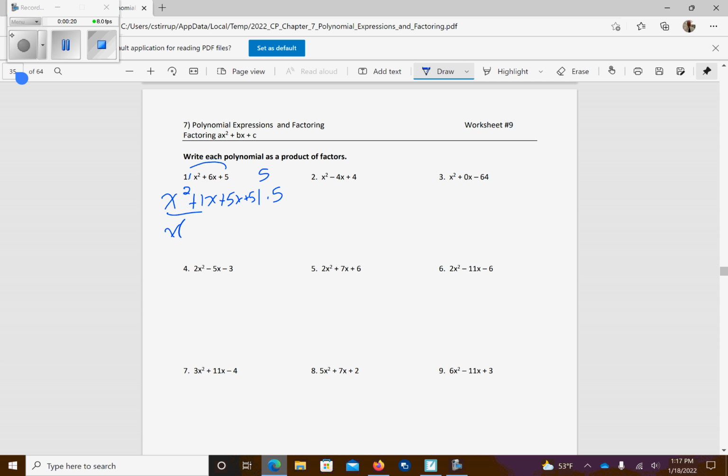I can factor an x out, x plus 1. I can factor a 5 out, x plus 1. So my answer is x plus 1 and, whatever you have left, x plus 5.